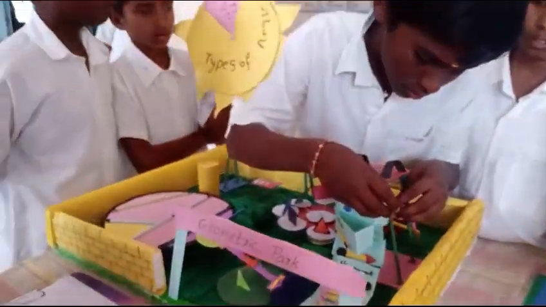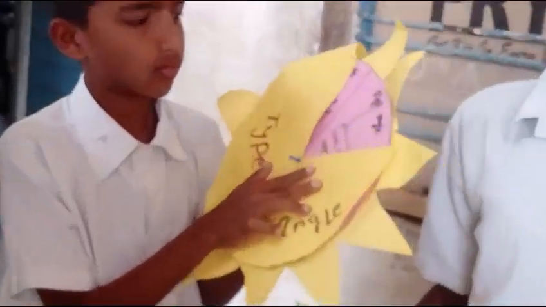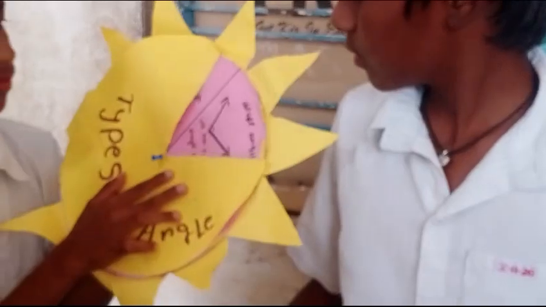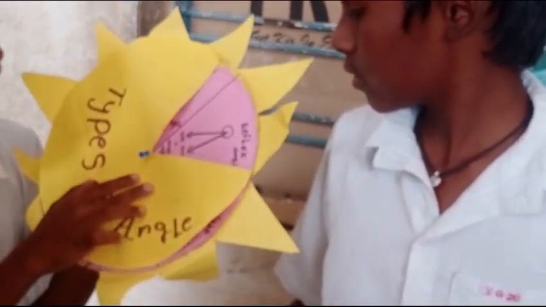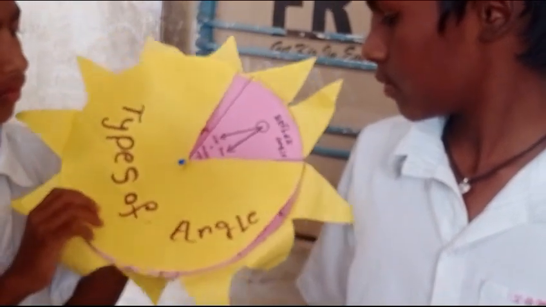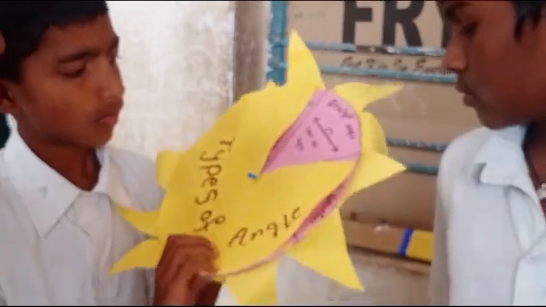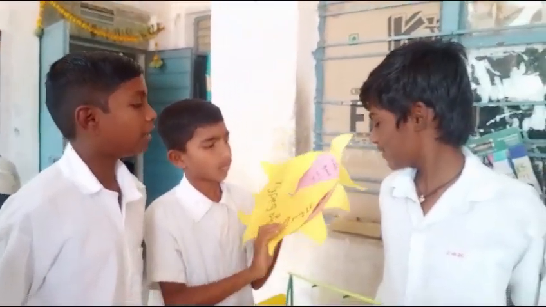There are given types of angles: acute angle less than 90 degrees, right angle exactly 90 degrees, and obtuse angle less than a straight angle, reflex angle less than a complete angle, straight angle exactly 180 degrees, full rotation exactly 360 degrees.